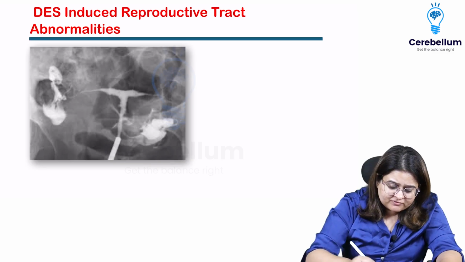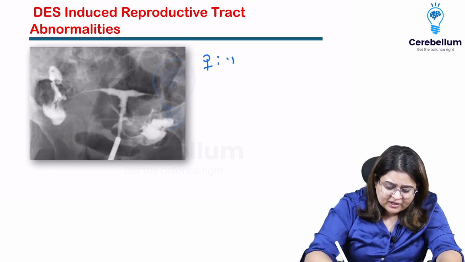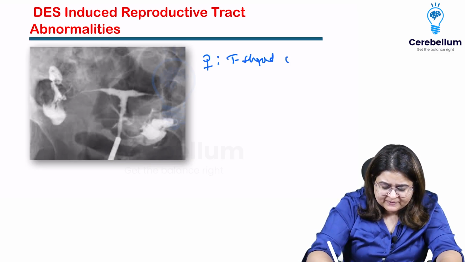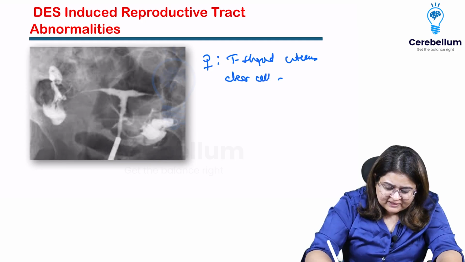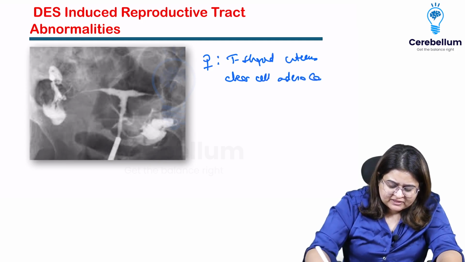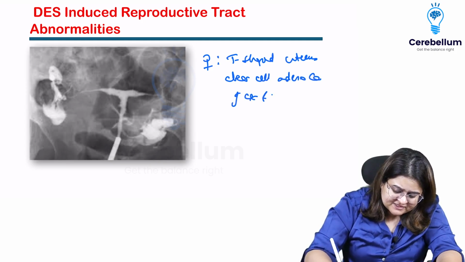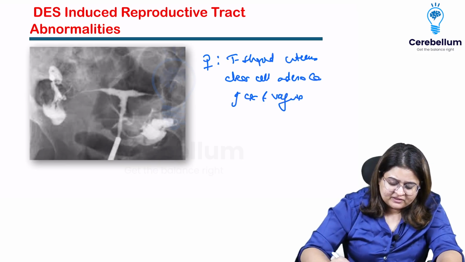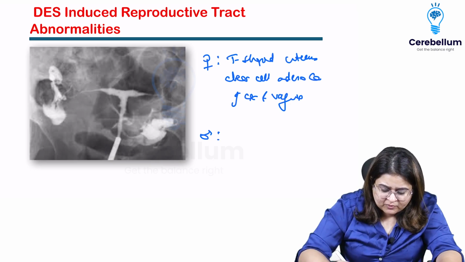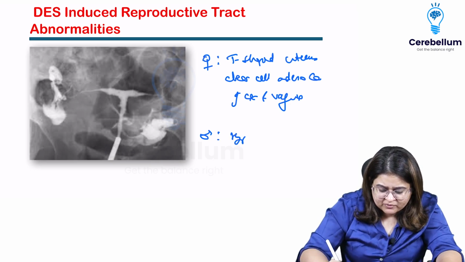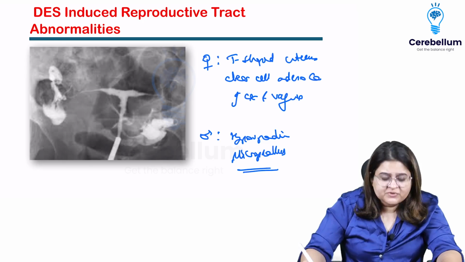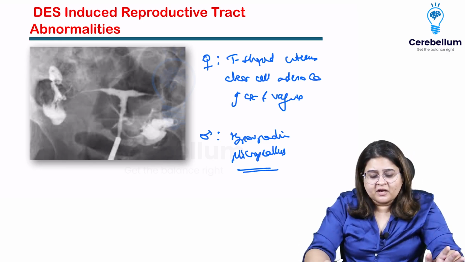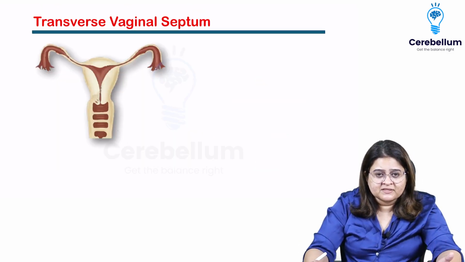And what anomalies were found? In the girls, they were found to have T-shaped uteruses. They were found to have clear cell adenocarcinomas later on in life of the cervix and the vagina. And men or boys were found to have hypospadias and microphallus. So it was one of the most classical teratogenic drugs which has been studied.